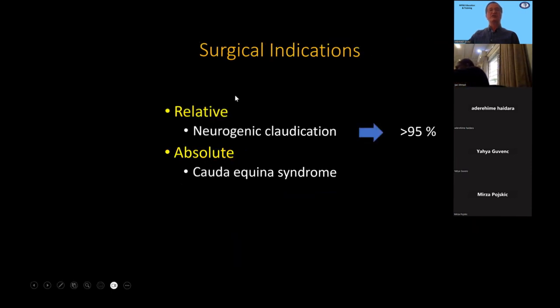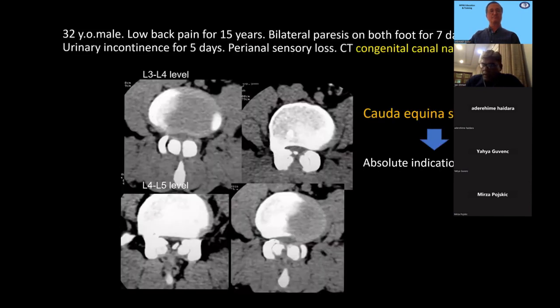And the surgical indications are mostly relative. These are neurogenic claudication only, in more than 95% of the patients. Absolute indications may be cauda equina syndrome or major motor deficits, which are quite uncommon in lumbar spinal stenosis.